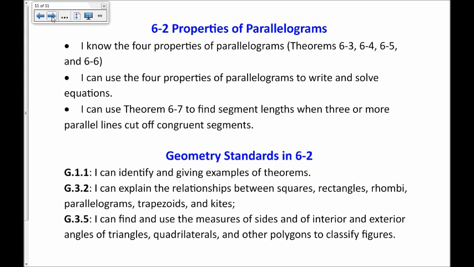So this video was about the properties of parallelograms, and the 4 properties are: the opposite sides are congruent, the consecutive angles are supplementary, the opposite angles are congruent, and that the diagonals bisect each other. And theorem 6-7, which talks about segment lengths when 3 or more parallel lines cut off congruent segments.